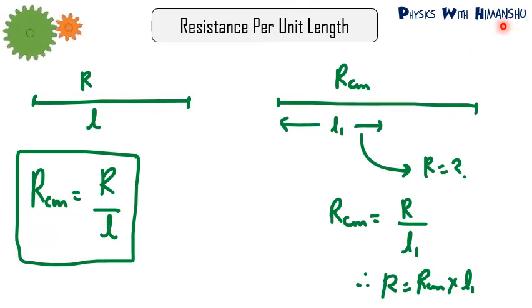Or suppose someone gives you R_cm of a wire. Suppose R_cm is already given and the question is what will be the resistance of L1 length of wire. So R_cm is basically resistance divided by length. So R will be equal to R_cm into L1. So you have to remember this formula. If you have to find R_cm, then this formula will be useful. If you have to find R, then this formula will be useful. So how will we use this formula in meter bridge?